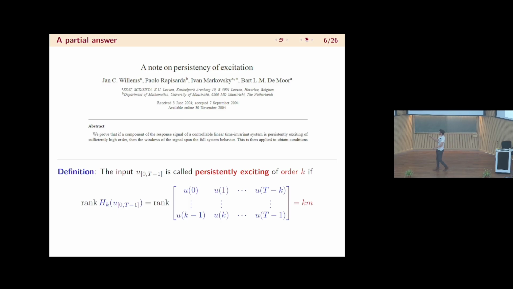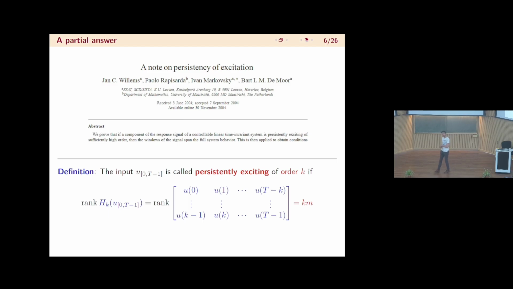I remind you of the fact that the input U is persistently exciting of a given order K if the Hankel matrix of this input of depth K has full row rank. In other words, I construct now this Hankel matrix of U in this way. And for U to be persistently exciting of order K, that Hankel matrix needs to have rank K times M, full row rank.